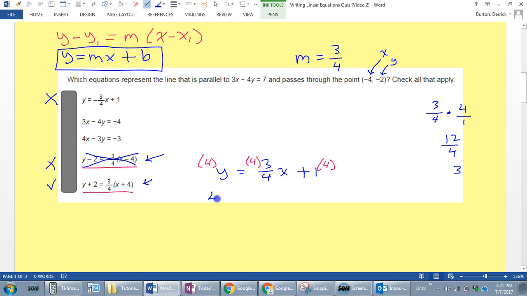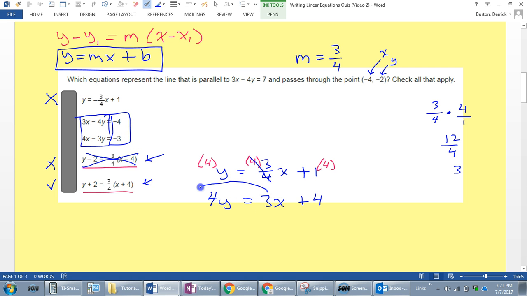Okay, so that'll give me 4y. Now, these will just cancel out. So I'll have 3x, and then I'll have plus 4. Okay. Now, looking at these, I see they have x and y on the left, and then they have the numbers on the right. So I'm going to do that.